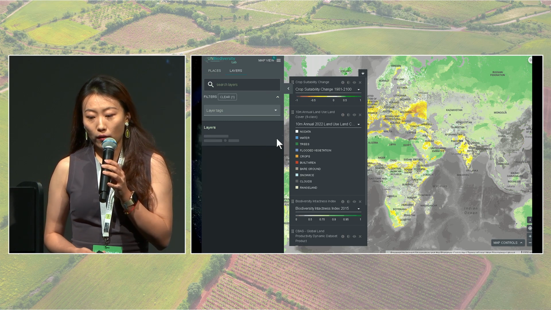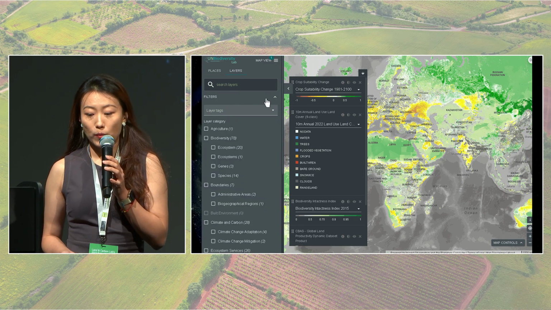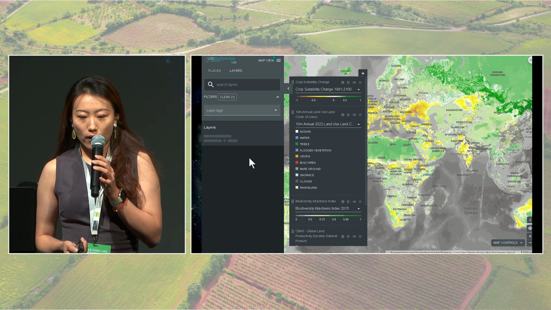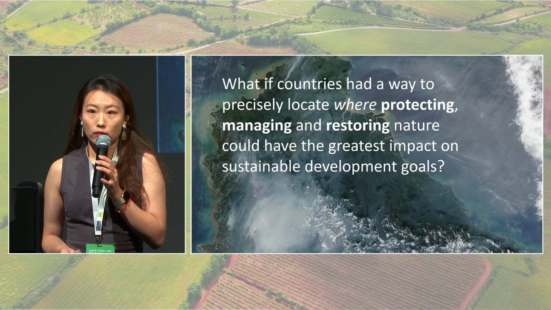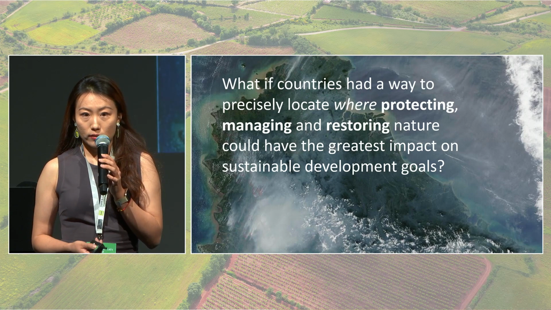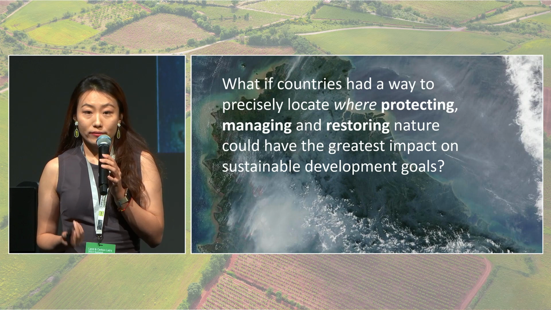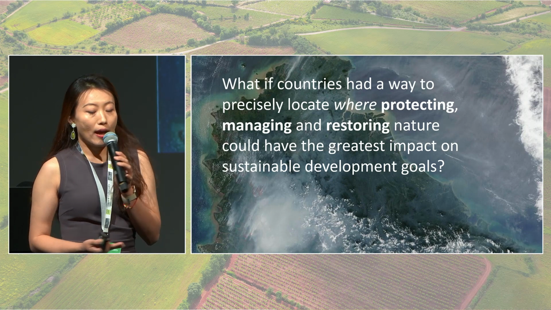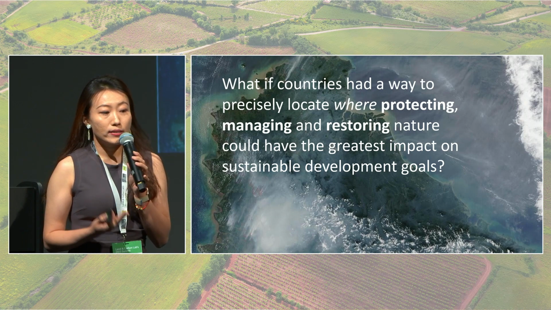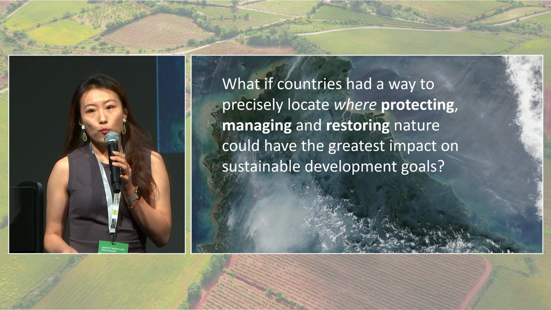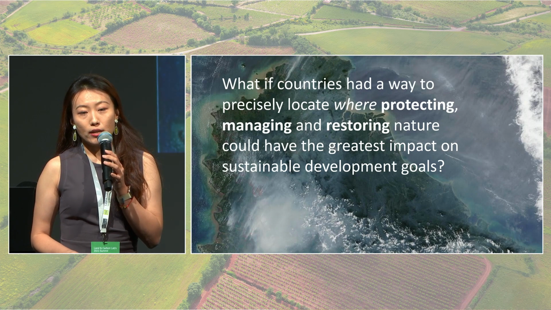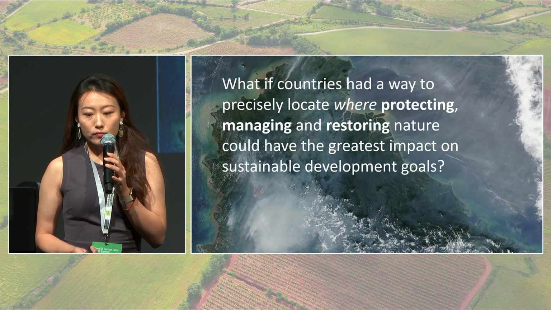The launch of UNBL has substantially doubled the number of spatial data used between countries' 5th national report and 6th national report. There, we see a great potential of spatial data and tools to help countries develop policy-focused and more data-driven sustainable development solutions. What if a country had a way to protect, restore, and manage nature that have the greatest impact not only on biodiversity, but also on climate and sustainable development goals? This is the question ELSA is trying to answer.